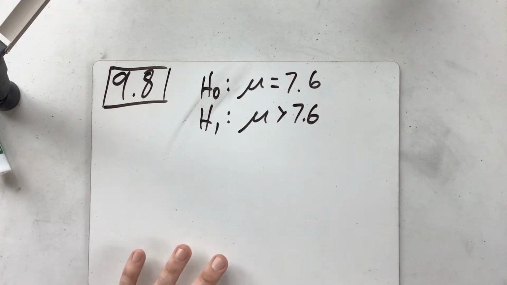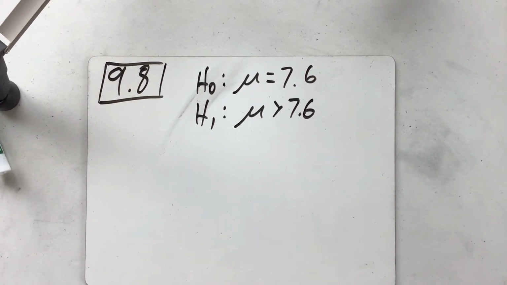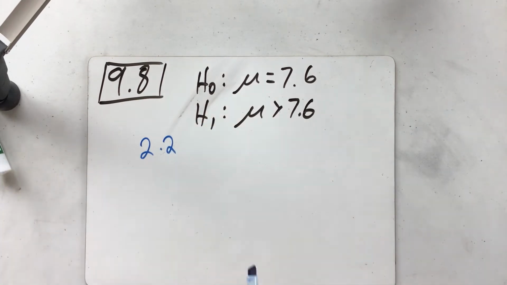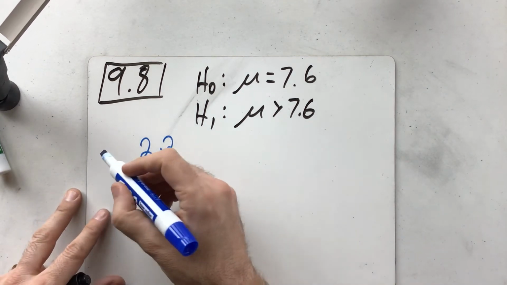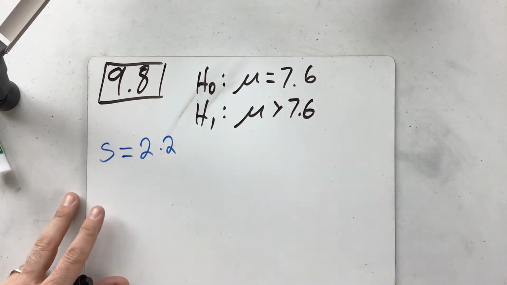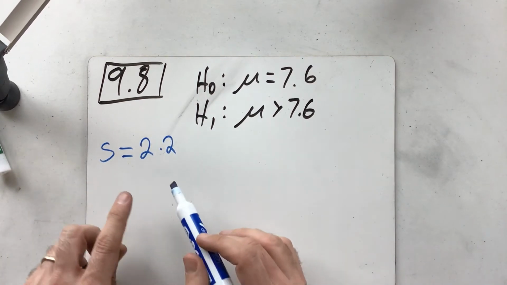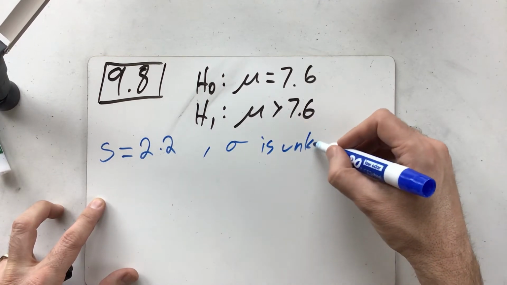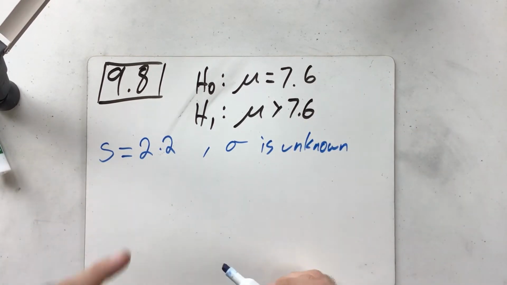Okay. After we've done that, we need to ask ourselves, what's our test statistic going to be? This one you have to figure out: do we know sigma or do we not? Well, we see a standard deviation of 2.2 in our problem. But what's important is to read the words around the 2.2. It says it is a sample standard deviation. Sample is the letter s, not the letter sigma. So since our standard deviation comes from our sample and not our population, sigma is unknown. We only know the standard deviation for our sample.